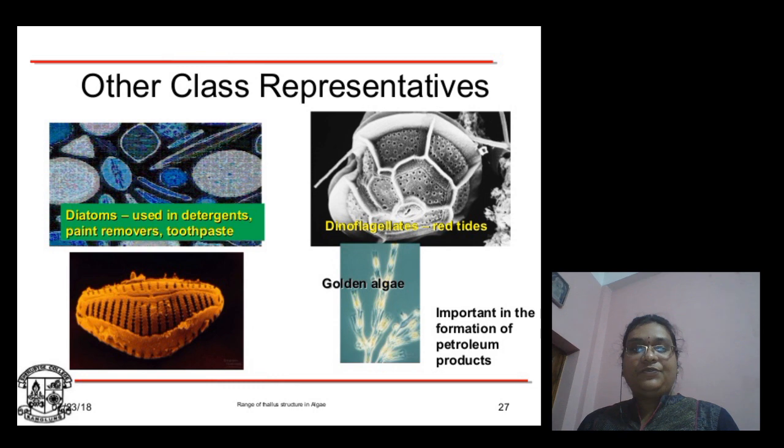The last class of algae which we are seeing here includes multiple classes where there are other representatives of different classes. The first one is the diatoms. The major importance of these diatoms is that they are used in detergents, paint removers and toothpaste. Whereas the dinoflagellates are called red tides, because whenever there are dinoflagellates in large quantities in the sea, it starts showing up as red colored tides, and that's why they are called red tides. The last and most important one is the golden algae. It is important in the formation of petroleum products. So see how valuable it is. It is a very valuable algae where it is important in the formation of petroleum products.